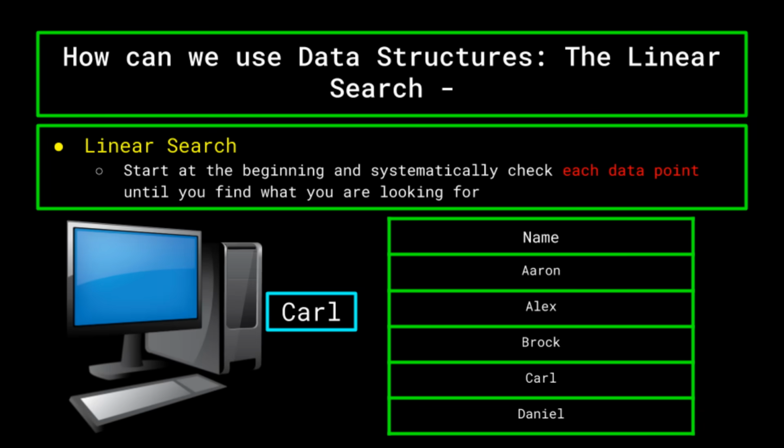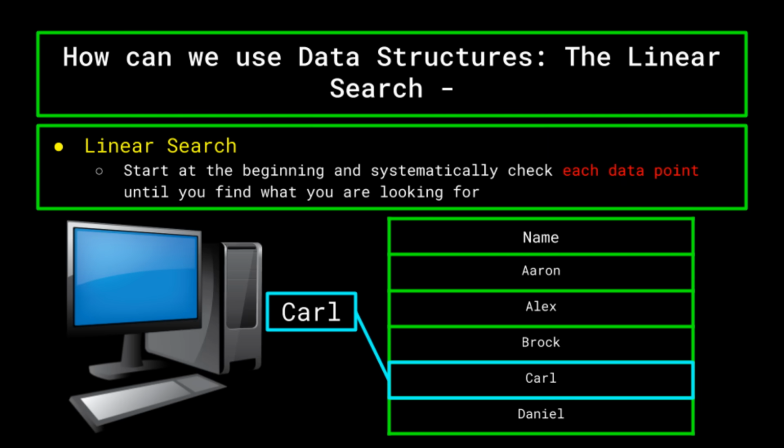A linear search works in the same way. You start with the first element in the list, compare it to the value that you're trying to find, and if they're the same, you found your match and you return the index of that element. And if not, you move on to the next element in the list until you either find the thing you're searching for or you run out of elements to check.